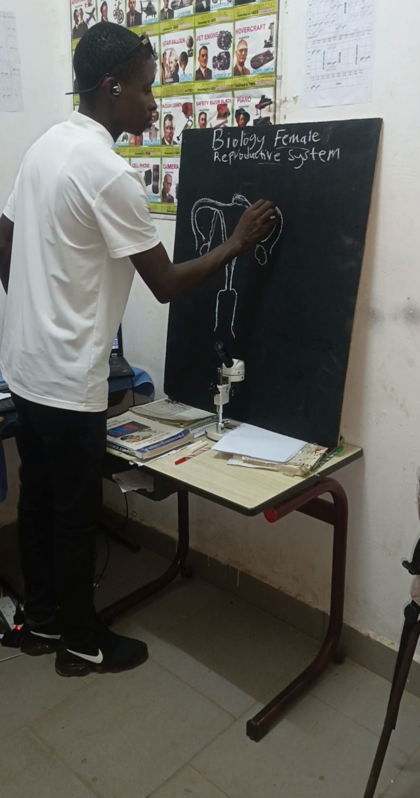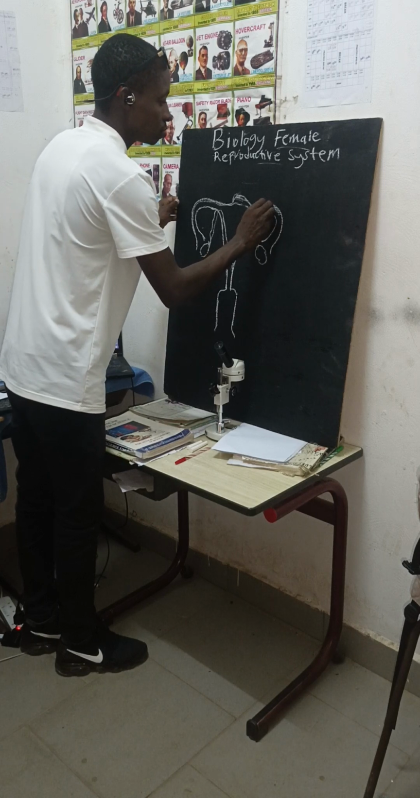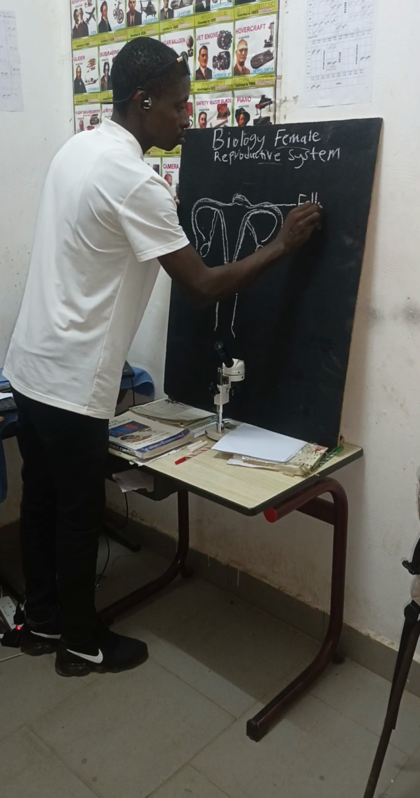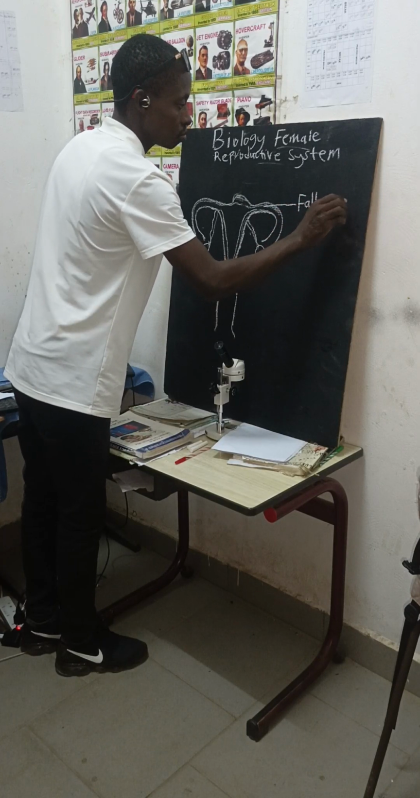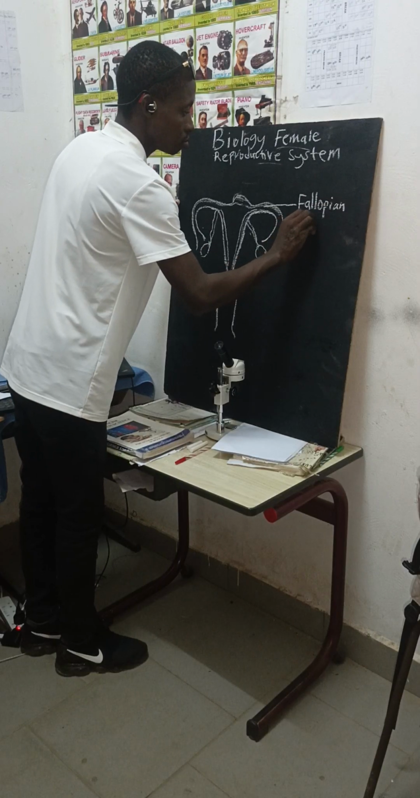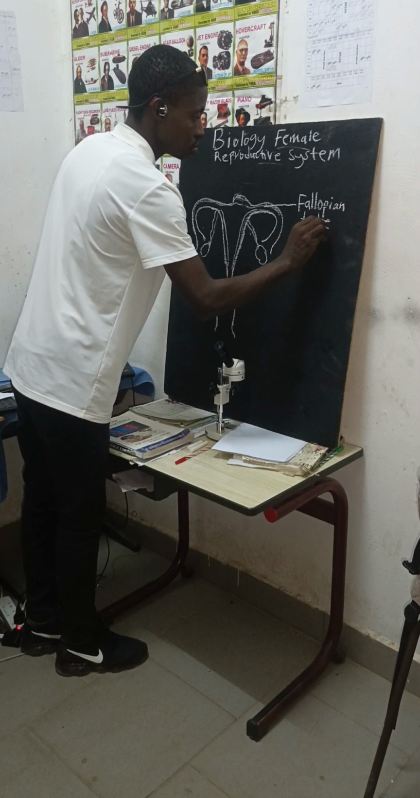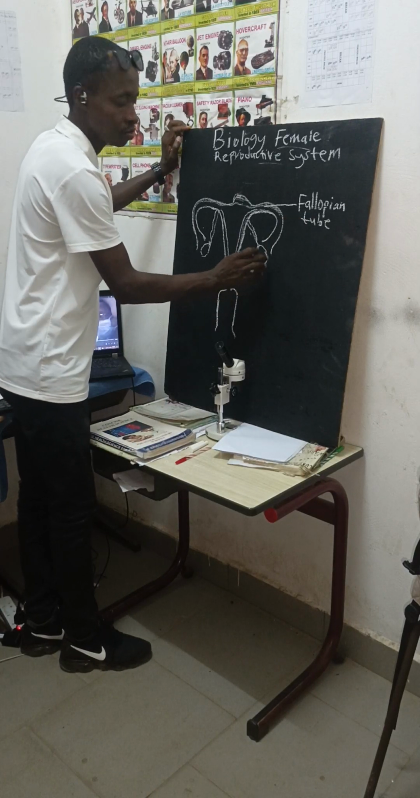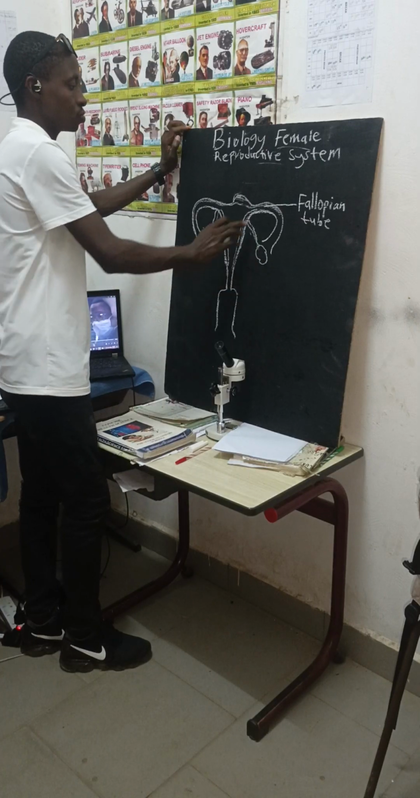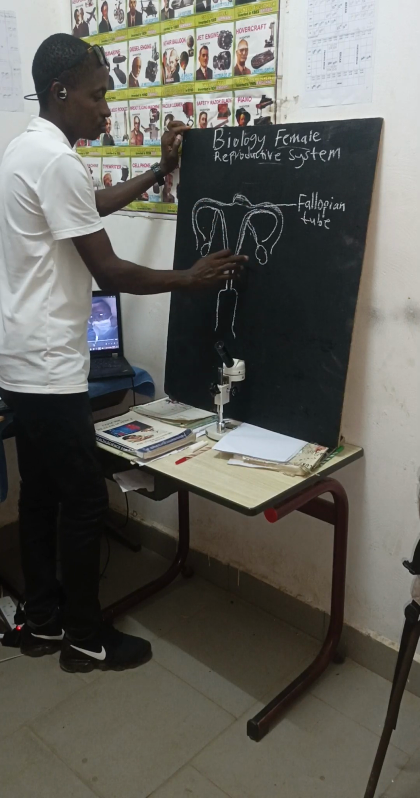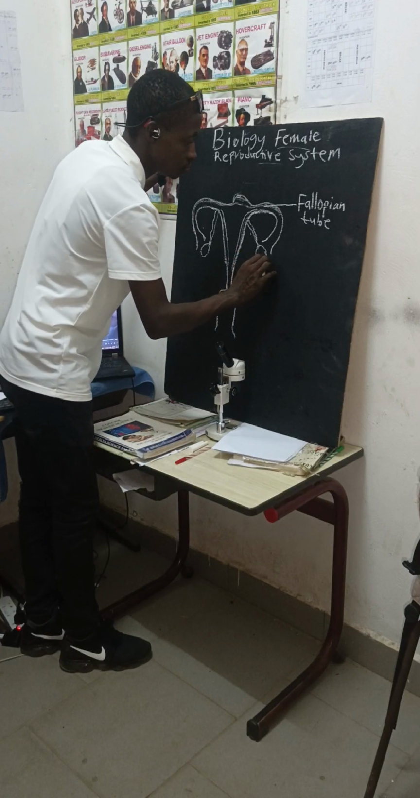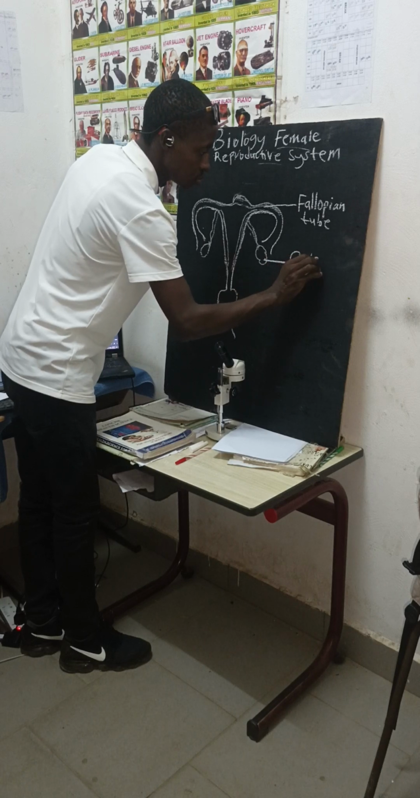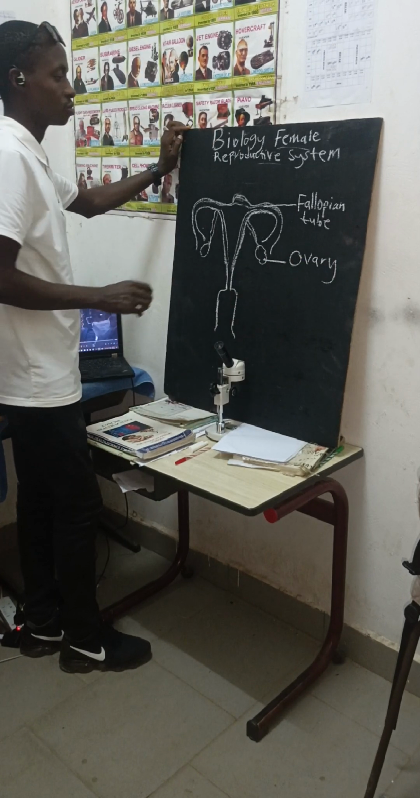This one is the fallopian tube. This one is the ovary. We have two ovaries and two fallopian tubes. We have one ovary here, singular ovary.